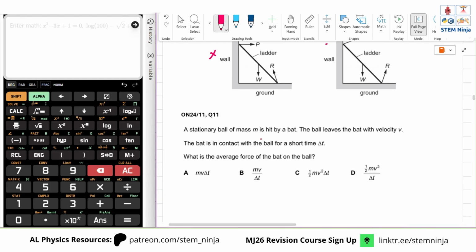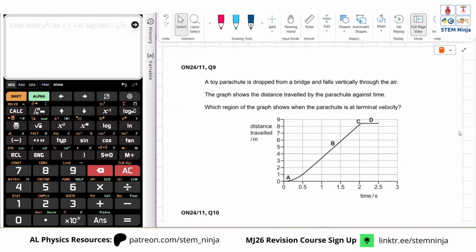The stationary ball of mass m is hit by a bat. The ball leaves the bat with a velocity v. The bat is in contact with the ball for a short time. Right. What is the average force on the ball? So force on the ball is rate of change of momentum. So what is the total change in momentum? m is as it is, final velocity is v, initial velocity is 0, divided by short time t. So basically just mv over t, which is this one.